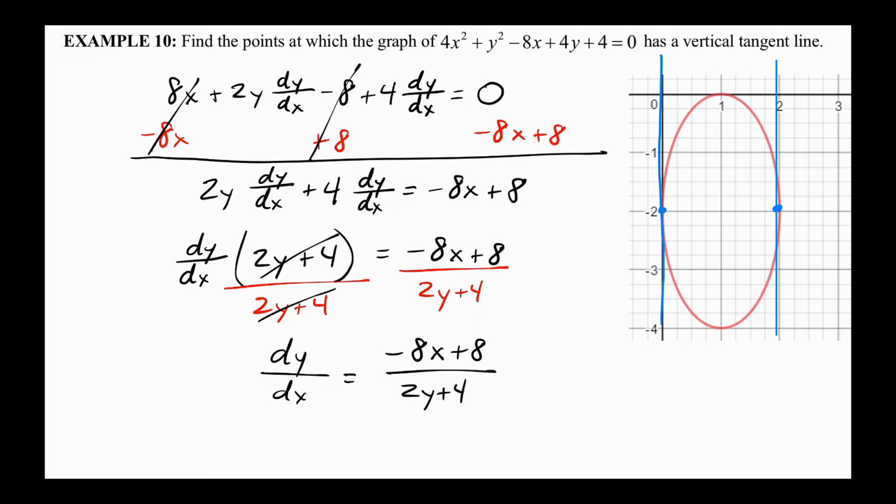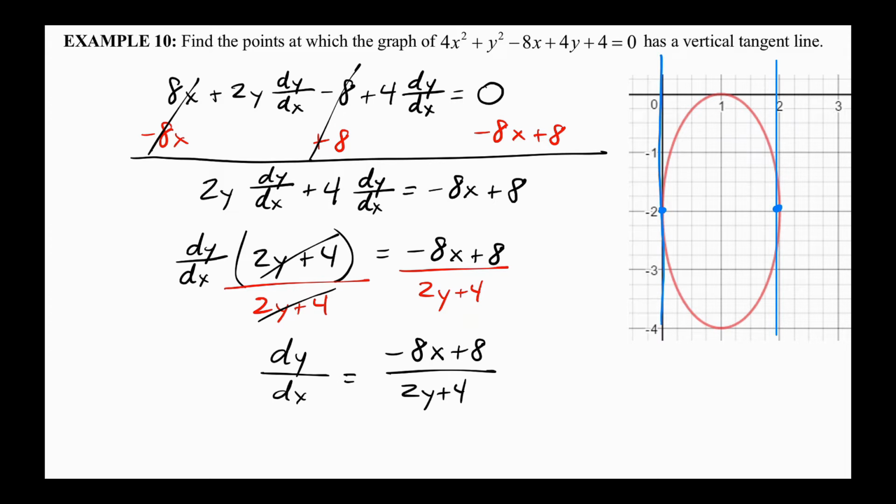So how do we find where the vertical tangent lines are going to be? What are we going to do now? Because this is the derivative. What's my next step in terms of finding out where on the graph is the vertical tangent line? Yes, set the bottom equal to 0.